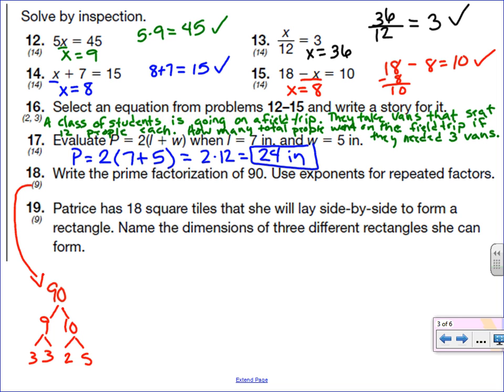3, 3, 2, and 5 are all prime. So the prime factorization would be 2 times 3 times 3 times 5. And they want us to use exponents for repeated factors. We have two 3's, so we would have 2 times 3 squared times 5.